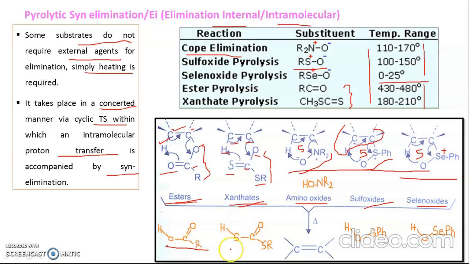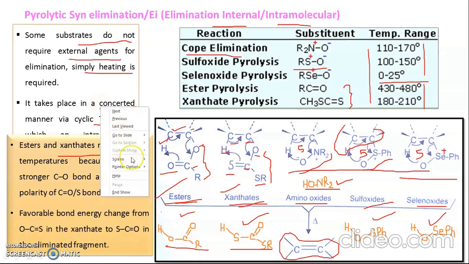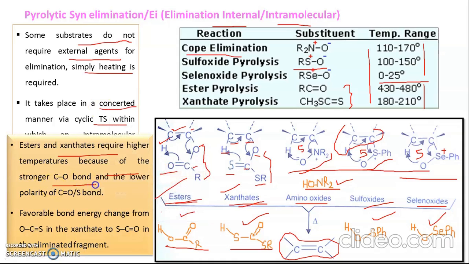And here I have written all the molecules in orange color, which is the byproduct of the elimination, because this alkene is common, which you will get from all these 5 substrates, but these are the byproducts. Now why, in case of the last two, that is ester and xanthate, that is in the box, the first 2 examples, why are we requiring higher temperature? The reason is the stronger C-O bond. You see, this C-O bond is present, which is not present in case of the next 3 examples, right? And also the lower polarity of the C-O bond or C-S bond. Just focus on this part. So because of this reason, we have to provide more temperature compared to the other 3 substrates.